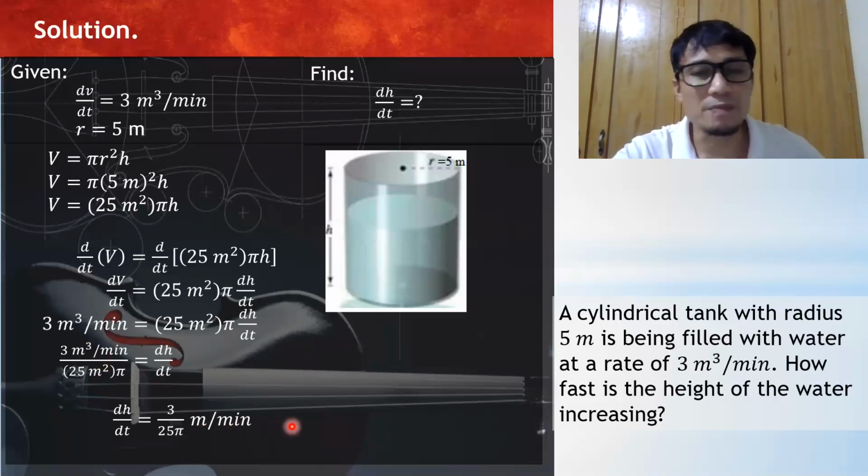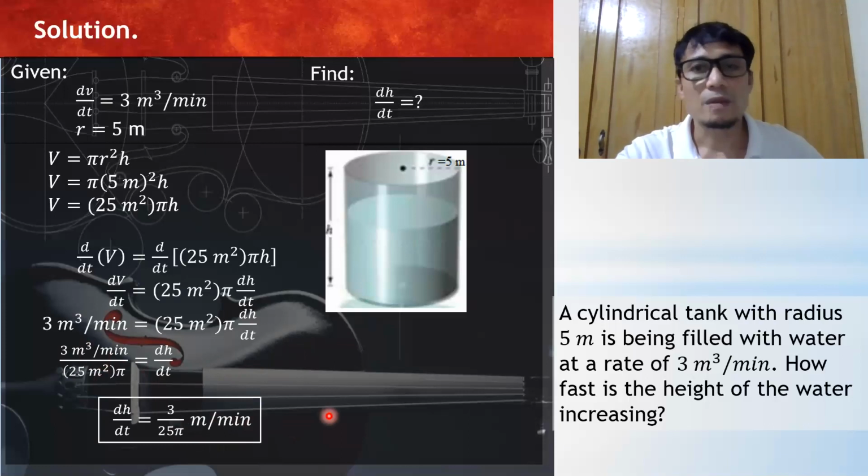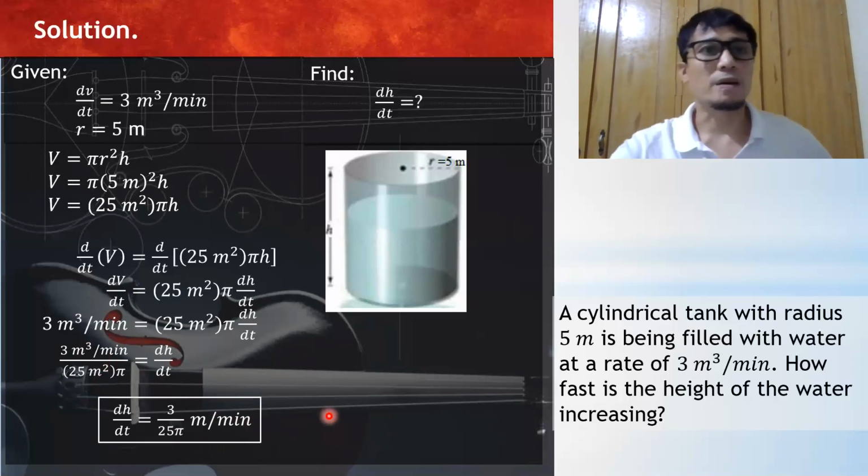Again, what is the implication of this? It means that the height of the water is increasing, no, at the rate of 3 over 25 pi meters per minute. Okay, so that's for our third example.